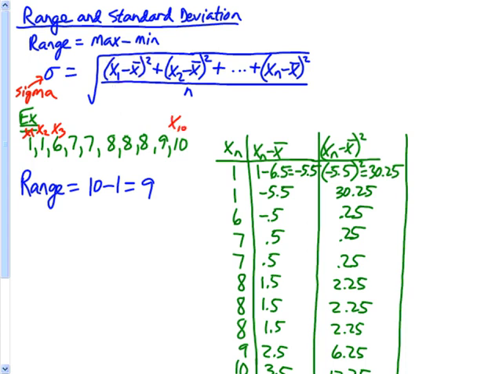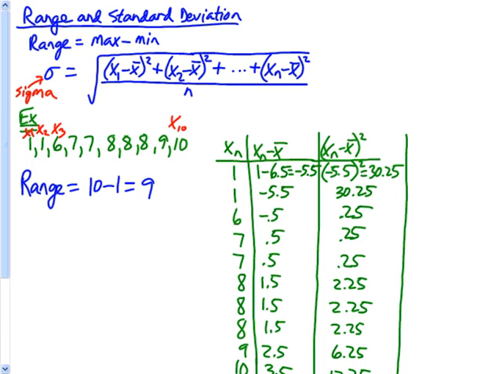So right here, 1 minus 6.5 is actually negative 5.5. So I'm going to find that, negative 5.5, and I'm going to do it again, right here. 1 minus 6.5 is negative 5.5. And now I go 6 minus the average. 6 minus 6.5, negative 0.5, and so on. So I'm going to find all those.